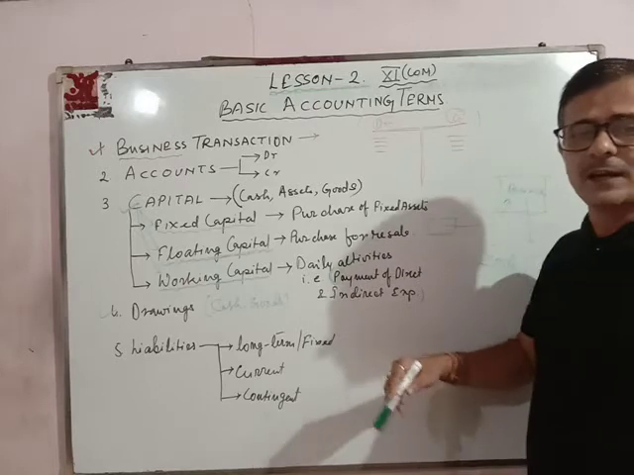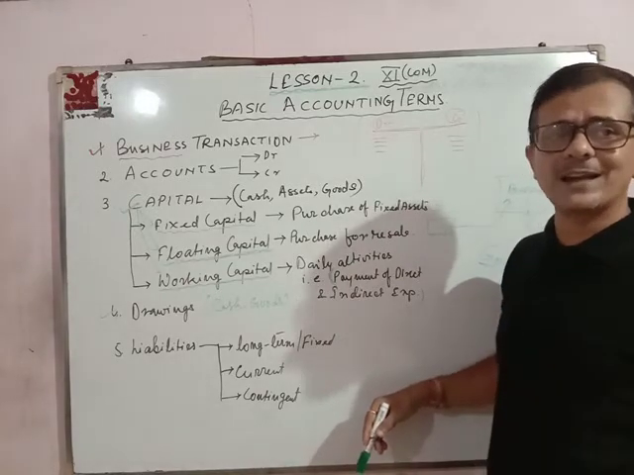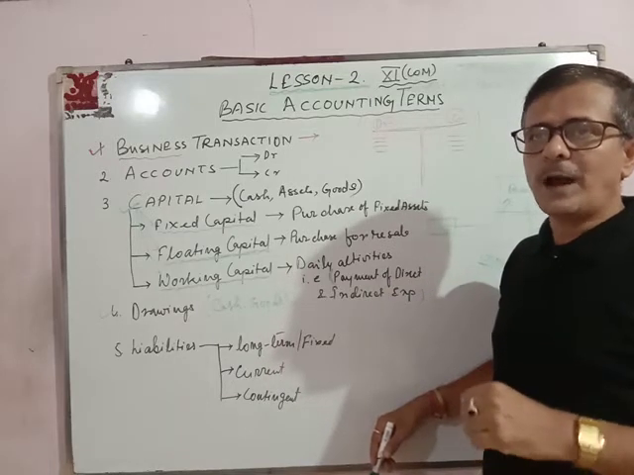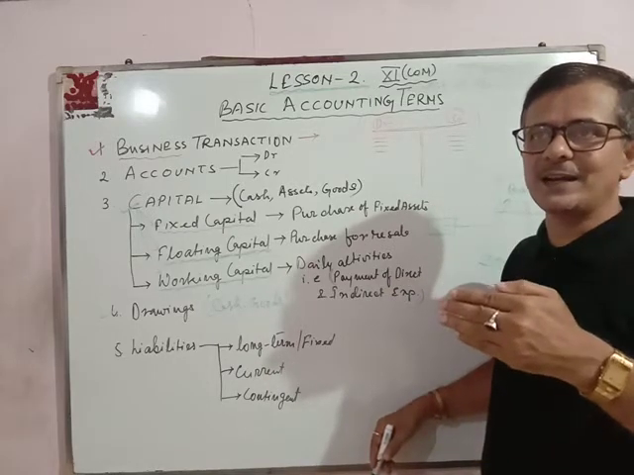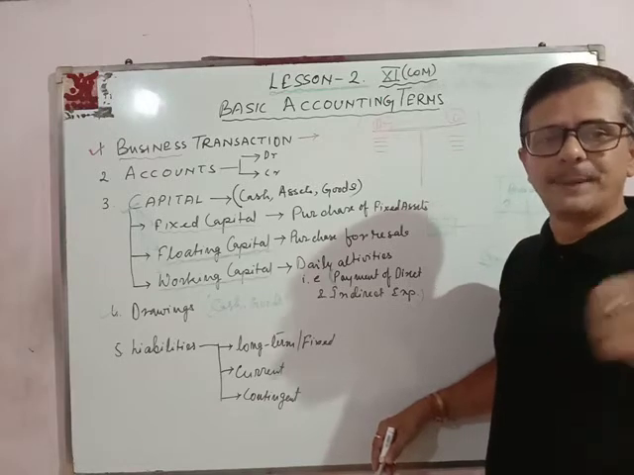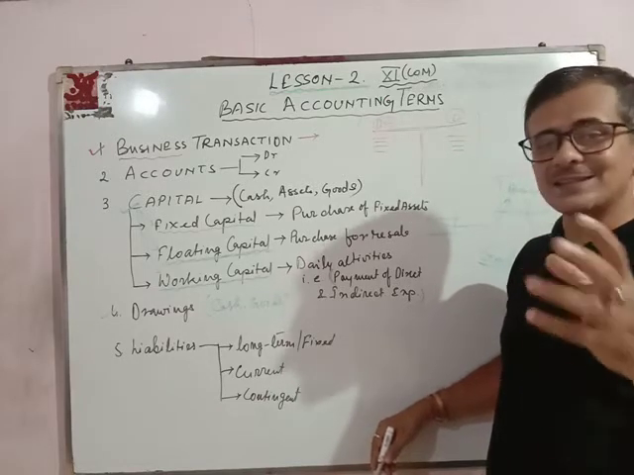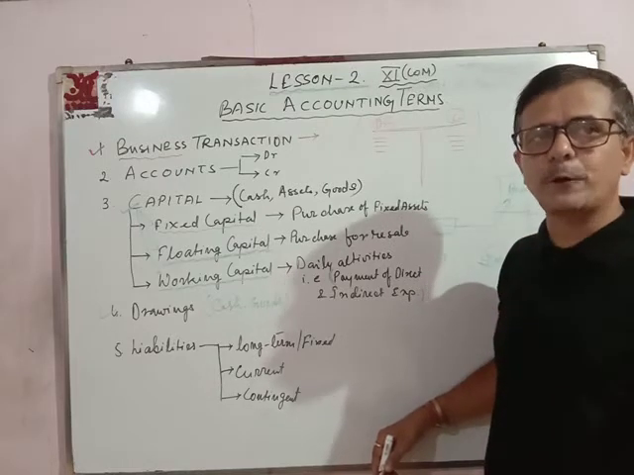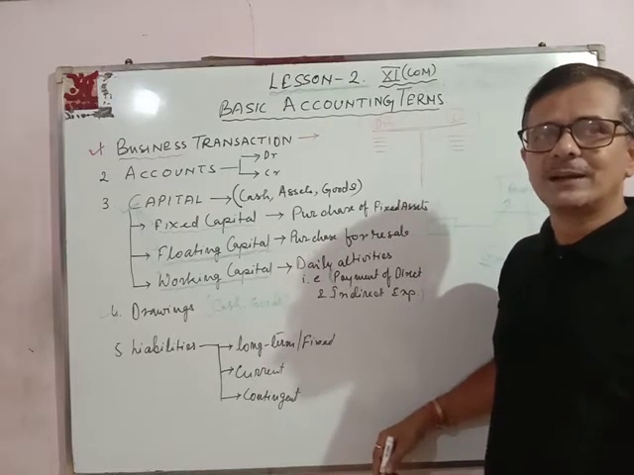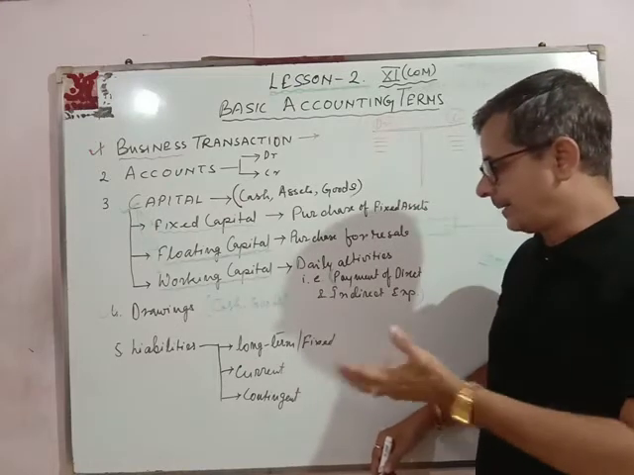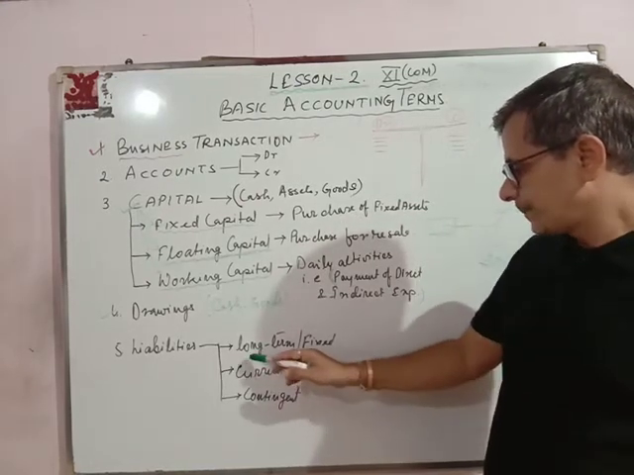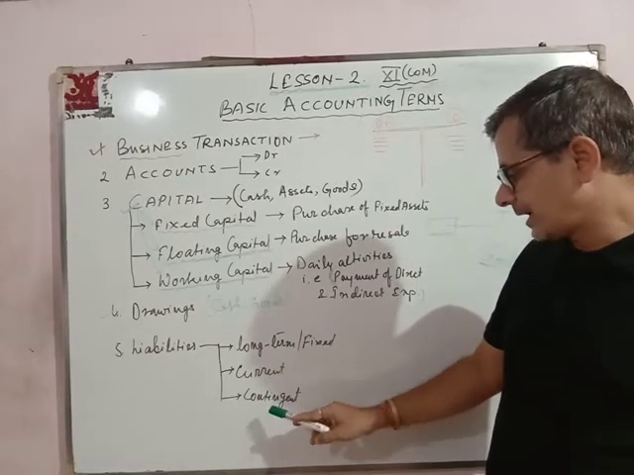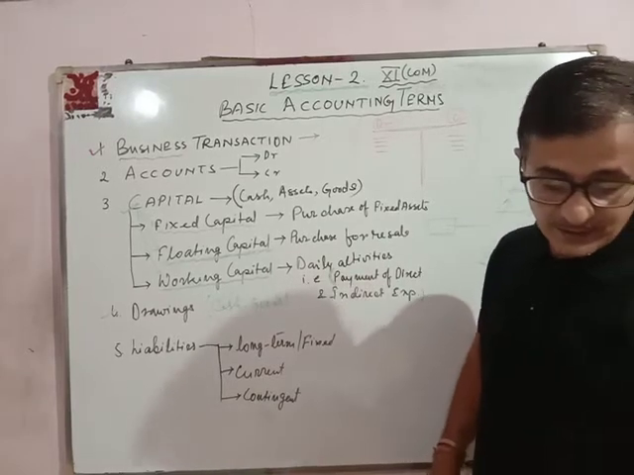You have purchased a few goods on cash and a few goods on credit. Now, when you have purchased goods on credit, you are liable to pay off the bills that have arisen. So the goods that you have purchased on credit and didn't pay for give rise to liabilities. Now liabilities are also of three different types. There are long-term or fixed liabilities, current liabilities and contingent liabilities.